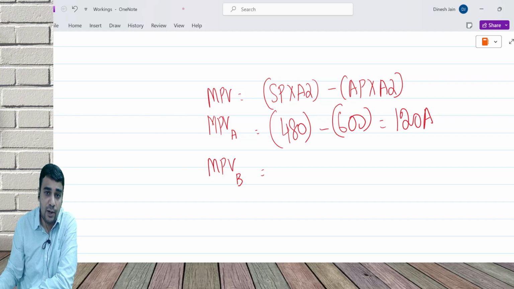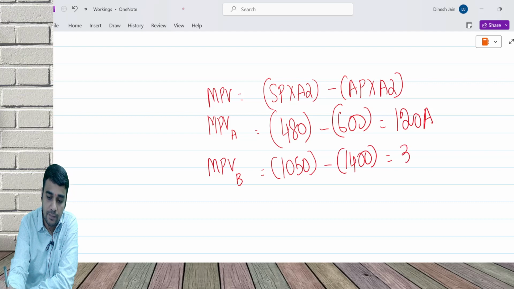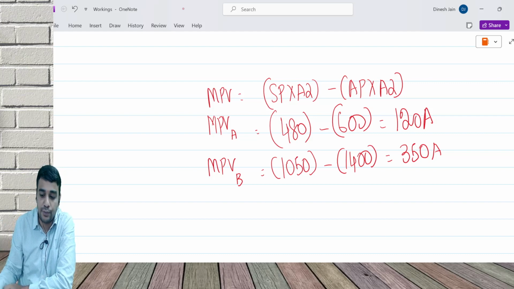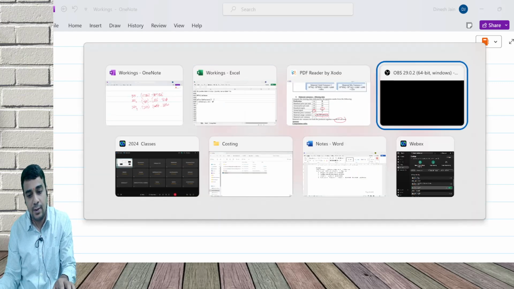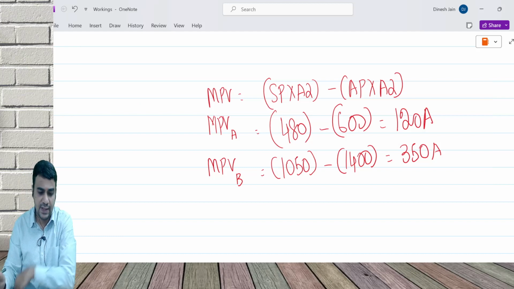SP into AQ of B alone, 10, AP into AQ, 1000. If they ask it together, I can add these also. They have not asked the together value. The together value is not asked in the question. They wanted A separately and B separately. A is 120 adverse, B is 350 adverse. Any doubts on this? Clear? Can you proceed? What's the next thing asked in the question?